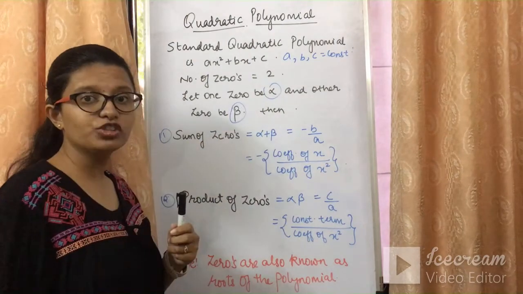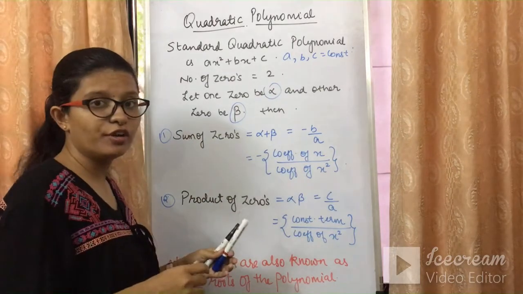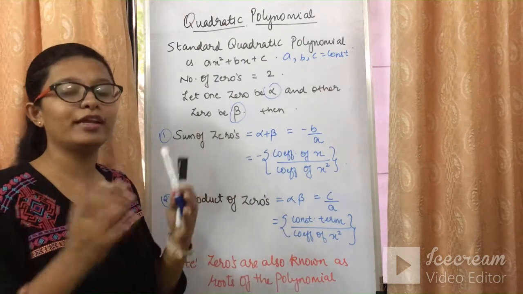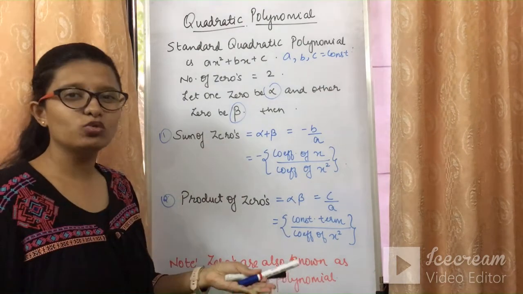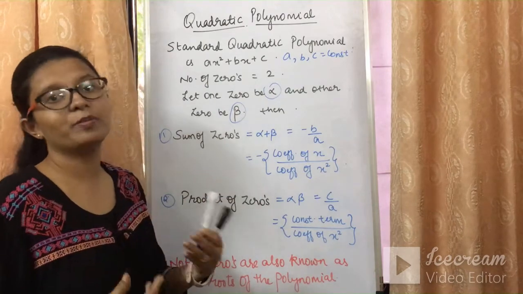One zero we will call alpha, the other we will call beta. Then these two formulas are very important over here. Repeatedly they will be asking you to find the sum of the zeros, the product of the zeros, and the roots of the polynomial and so on. All that we will be seeing in the examples which we will be doing.